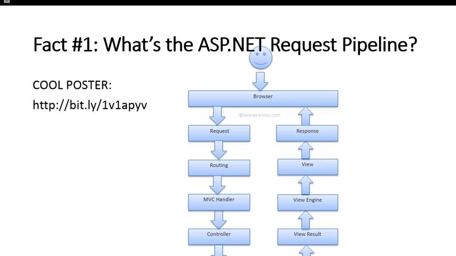There is a view result response, which is passed to the view engine. It might be Razor or it might be ASP.NET web forms, and then the view is rendered, written out, and sent back as a response to the browser. So this is the request pipeline, just in case you're wondering.